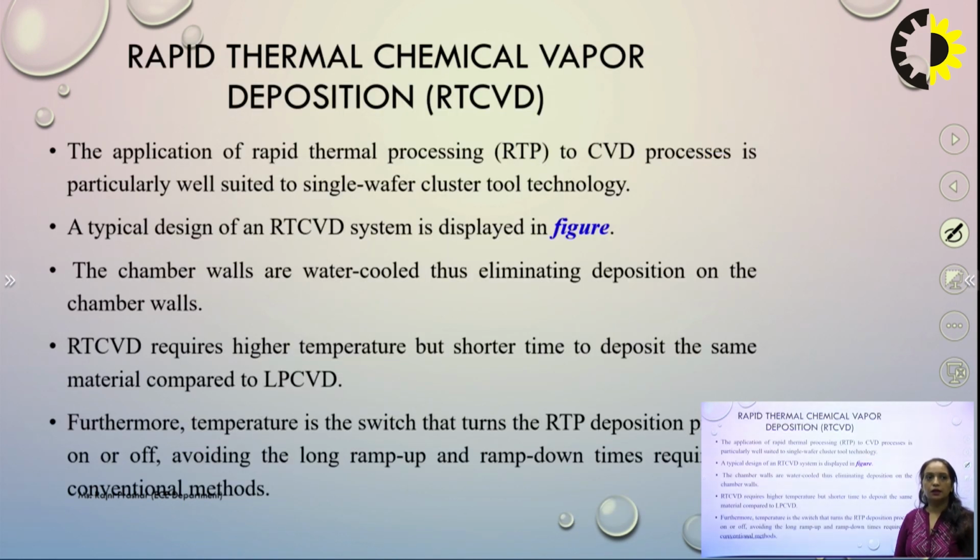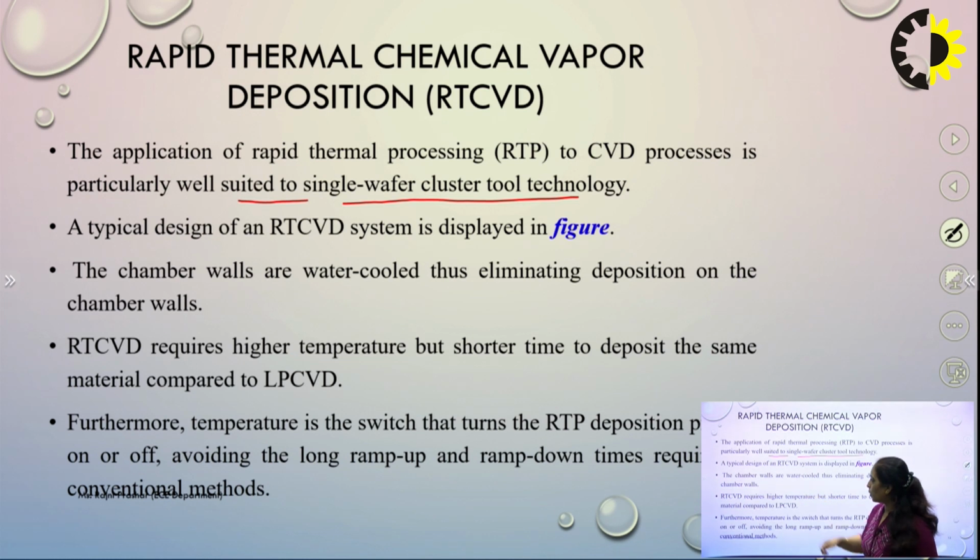The last is rapid thermal chemical vapor deposition. In case of rapid thermal chemical vapor deposition, it is used as a process so that we can have the deposition over a single wafer, right? So it is a well suited technology for single wafer cluster tool technology. A typical design for RTCVD we will be showing here, and the chamber walls are water cooled.